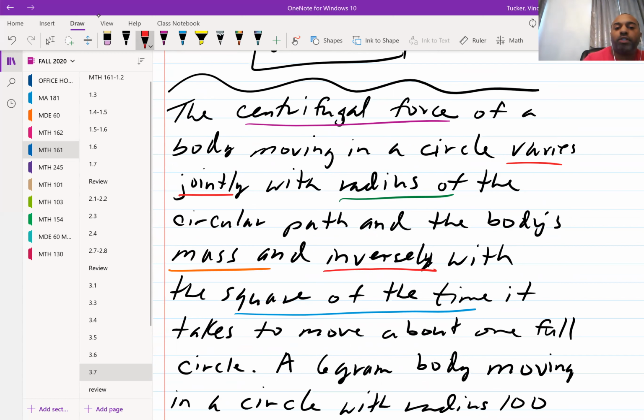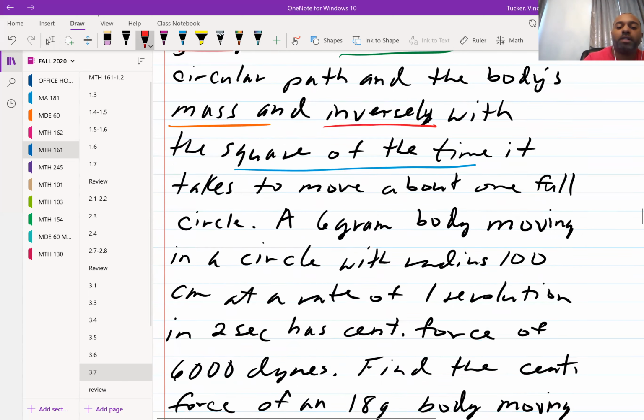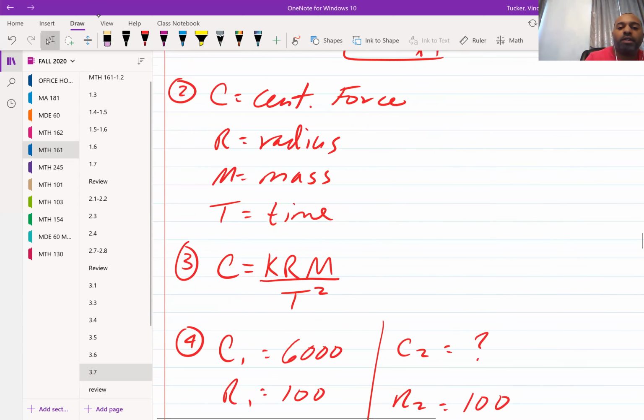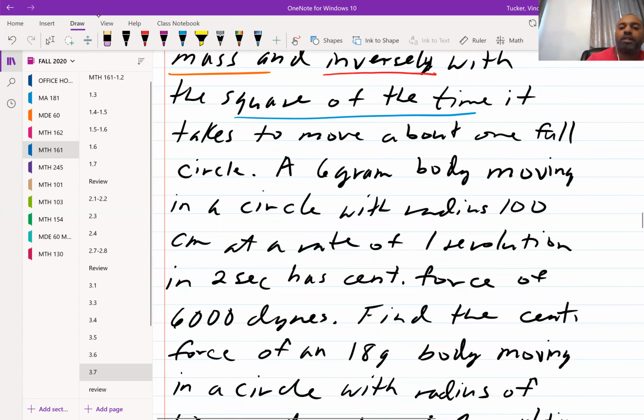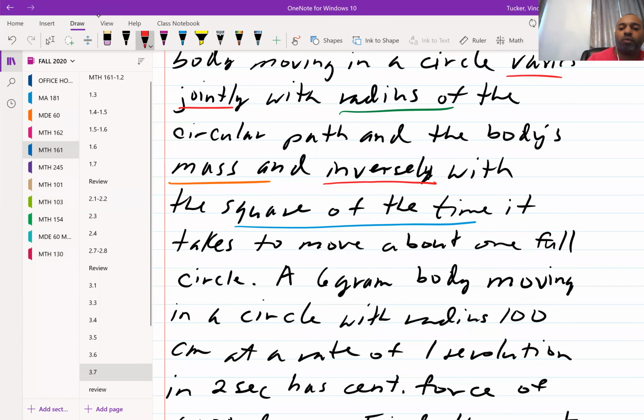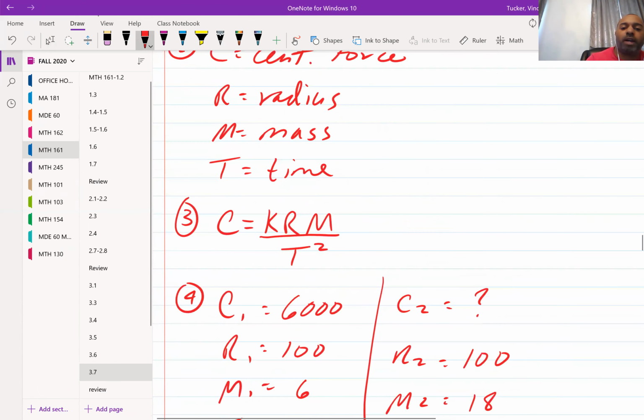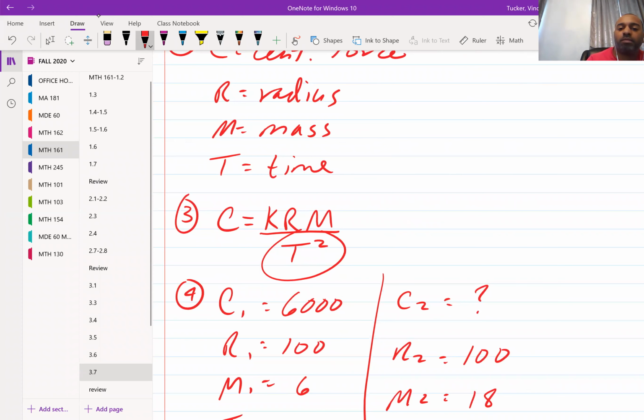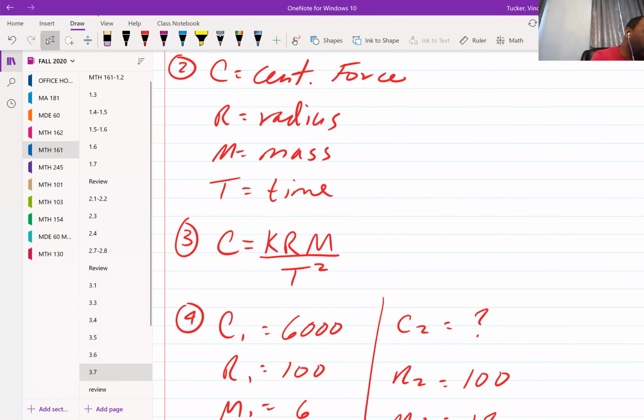Then it says it varies jointly with the radius of the circular path and the body's mass. So if you look at the setup I have here, this is the jointly part. It varies jointly with the radius and the mass. So that's K times R times M. And then it says, but inversely with the square of the time. So that's why I have T squared down bottom. Questions on the setup?